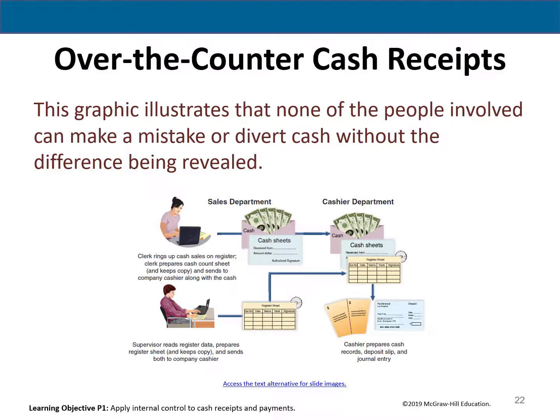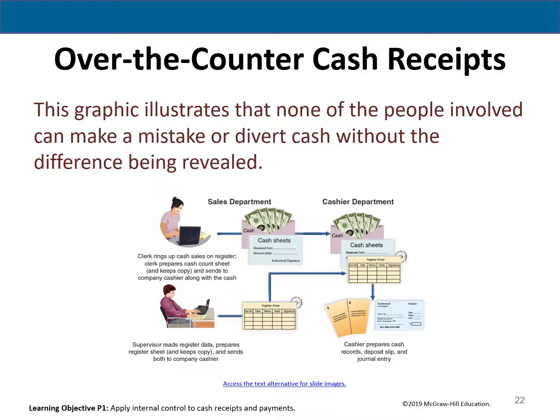Okay, so that's in the sales. So there's the cash sheet with the cash. The cashier's department, and this could be your manager, prepares a cash record, deposit slip, and a journal entry. So they're not the ones collecting the cash. They take the cash from the sales department and they create the information for the deposit. They then send a copy of the deposit slip and the cash sheet that was prepared by the sales department to the supervisor.